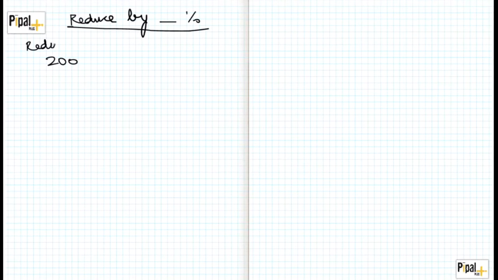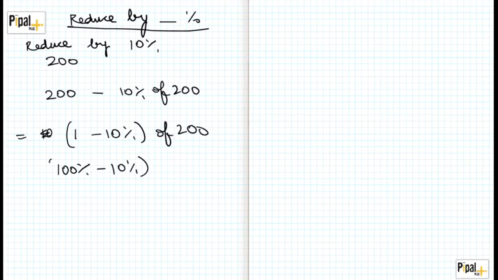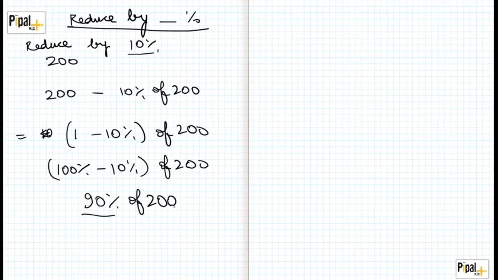Now let's look at reduce by a certain percentage, right? Let's start with 200, and I'm asked to reduce 200 by 10%. So this computation is 200 minus 10% of 200, but if I do it like I did for increasing something by x%, I can take 1 minus 10% of 200, right? This is what this thing is equal to, and 1 is 100%. So I do 100% minus 10% of 200, and this becomes 90% of 200, right? So notice that if I must reduce something by 10%, I just do 90% of 200.